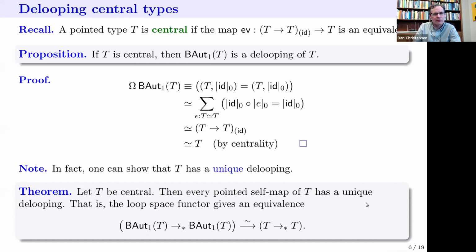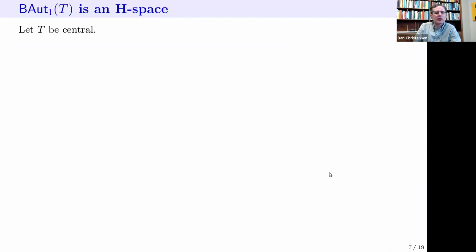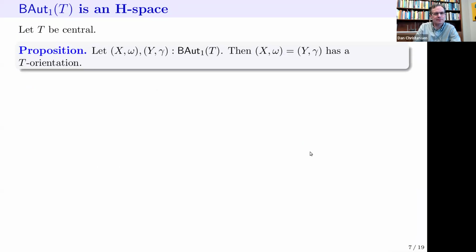Okay, so those are two important things, and we're going to use them in a moment. And then there's one more thing that happens for this B-1 of T whenever T is central. You get that it's always an H-space. So in order to do that, we first need this proposition.